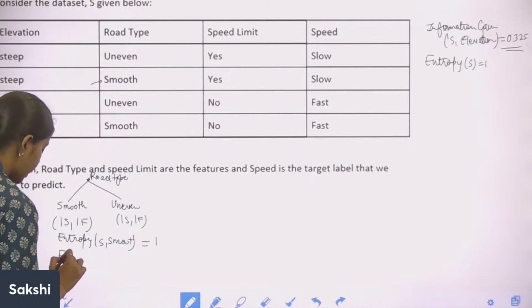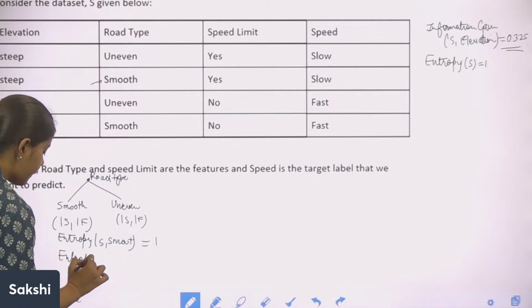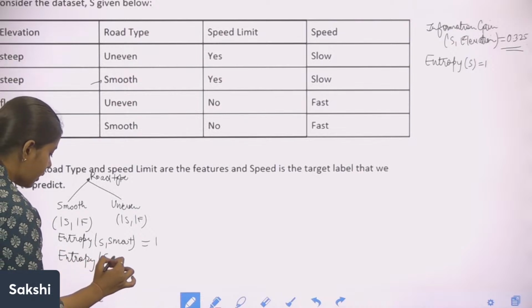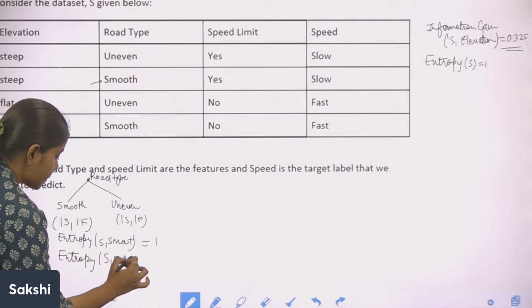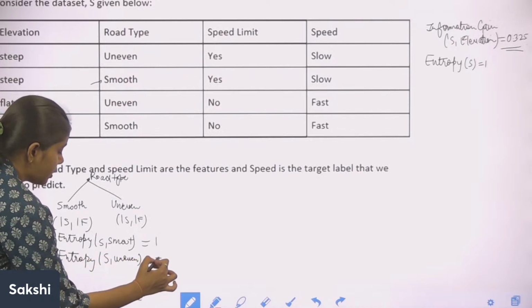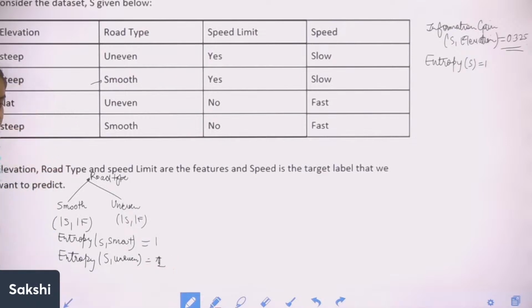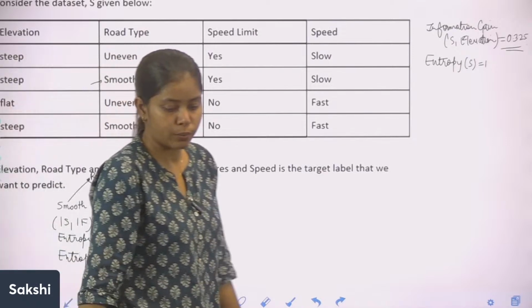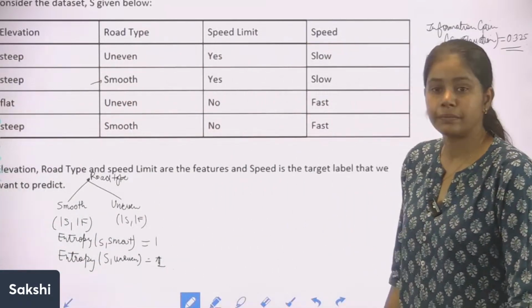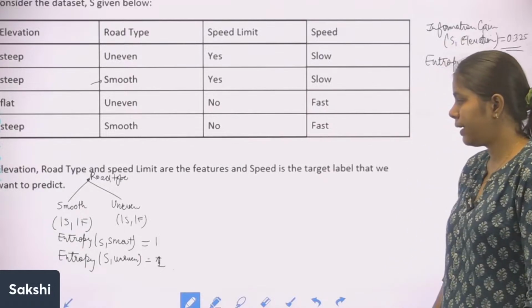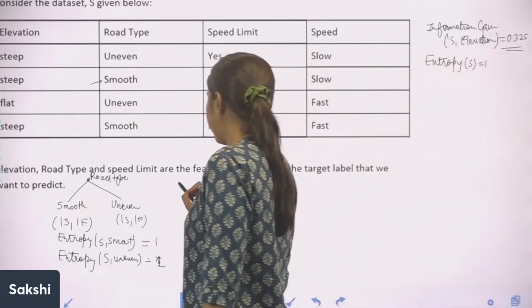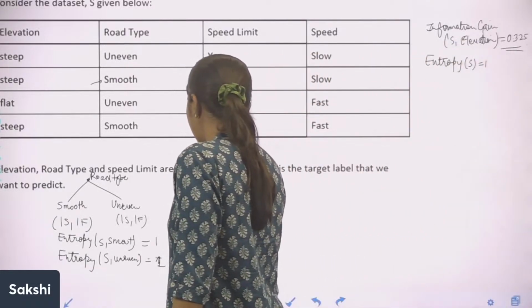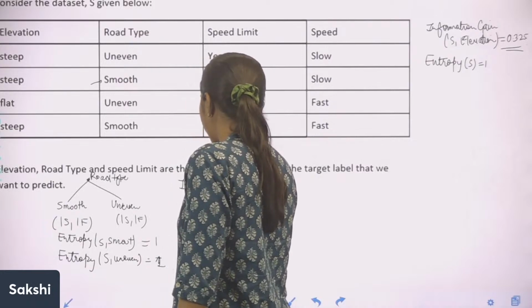And also entropy of S comma uneven, you would get as 1. Guys, you can check by calculation by just using that minus pi log to the base 2 pi. You can use that, right? So once you get the information entropy, you can go for information gain. Information gain for S comma road type.